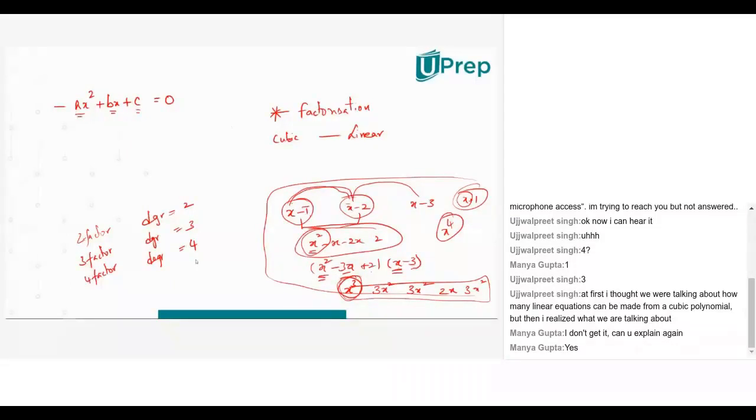Now I am asking the question in the reverse way. Instead of multiplying two factors and getting degree 2, what I can say is, for an equation of degree 2, I need two linear factors to be there. Is that clear?